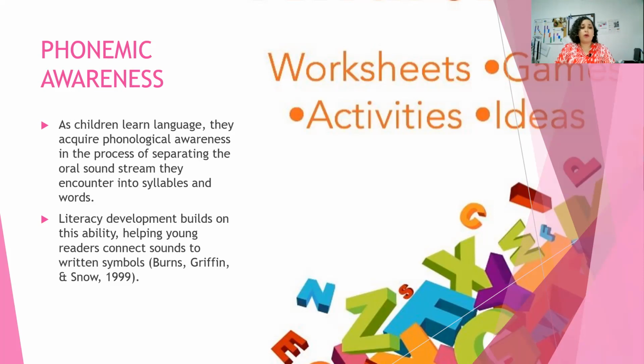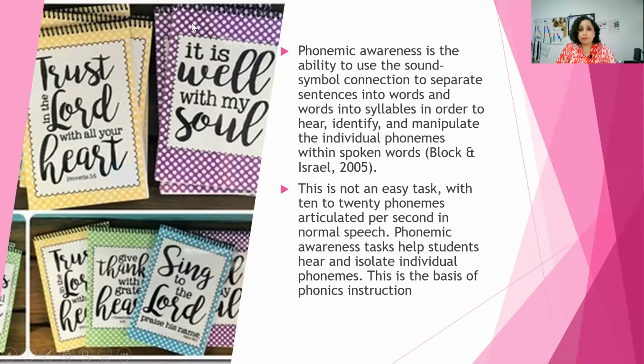Literacy development builds on this ability, helping young readers connect sounds to written symbols. And this comes from Burns, Griffin, and Snow, published in 1999. Phonemic awareness is the ability to use the sound-symbol connection to separate sentences into words and words into syllables in order to hear, identify, and manipulate the individual phonemes within spoken words. This is not an easy task, with 10 to 20 phonemes articulated per second in normal speech. In the normal speech speed, of course, because the way that I'm speaking right now is kind of slower than the normal way of speaking. And I do speak slow so that you can understand me even better.